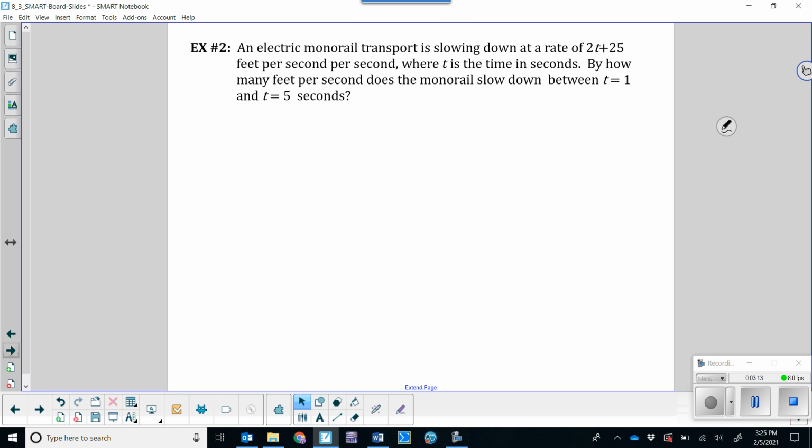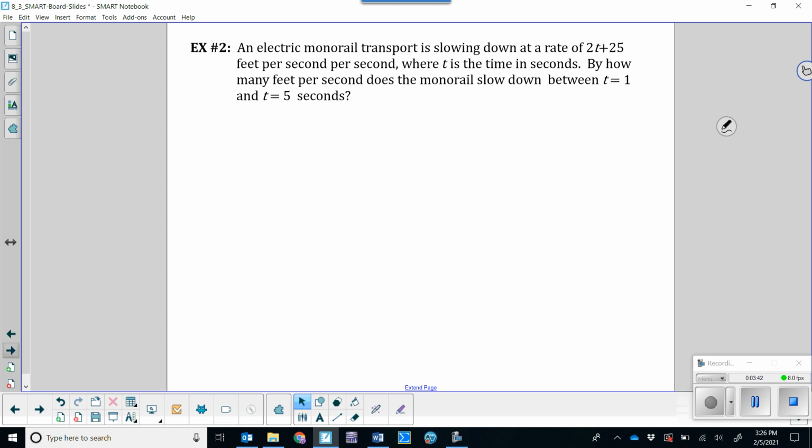Okay, so example 2. So now we have a monorail, and it's slowing down at the rate of 2t plus 25 feet per second, where t is time in seconds. By how many feet per second does it slow down between 1 and 5? Okay, so it's feet per second, so if we integrate it, we'll have feet per second.